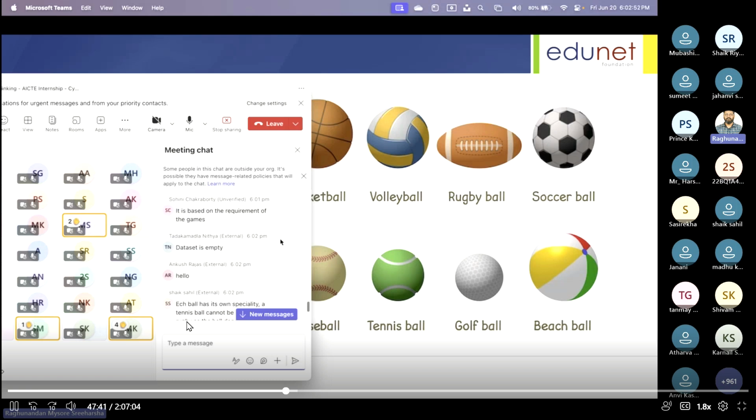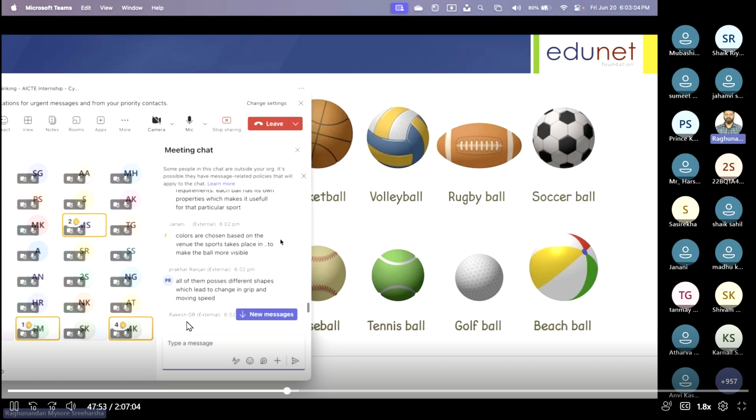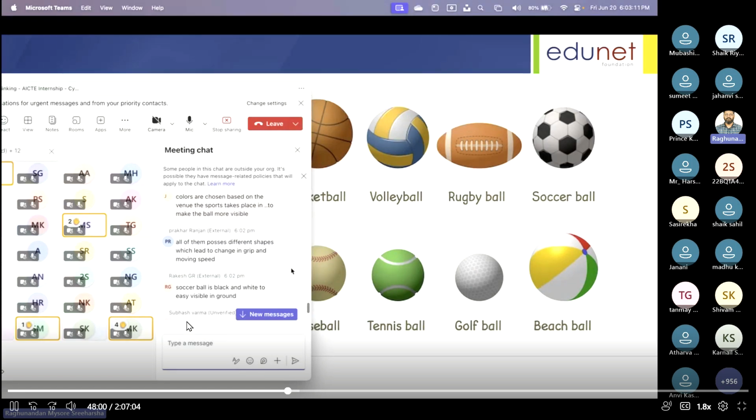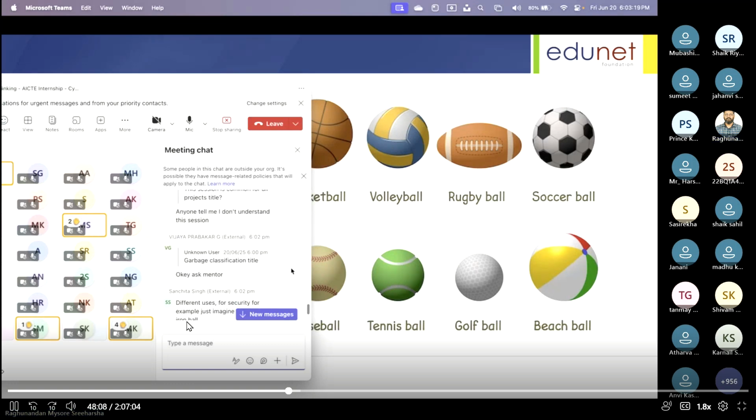So kindly concentrate here. Each ball has its own speciality. A tennis ball cannot be used as a rugby ball, right? Good. Colors are chosen based on the venue the sport takes place in, right? So it relies on visibility. Good answer. All of them possess different shapes, which lead to challenges, changes in grip and moving speed. Good. Soccer ball is black and white to make it easily visible on the ground. Good. Very good. Yes.